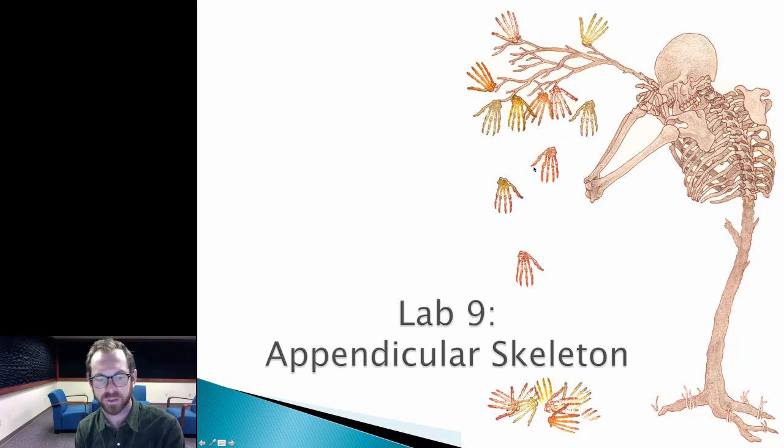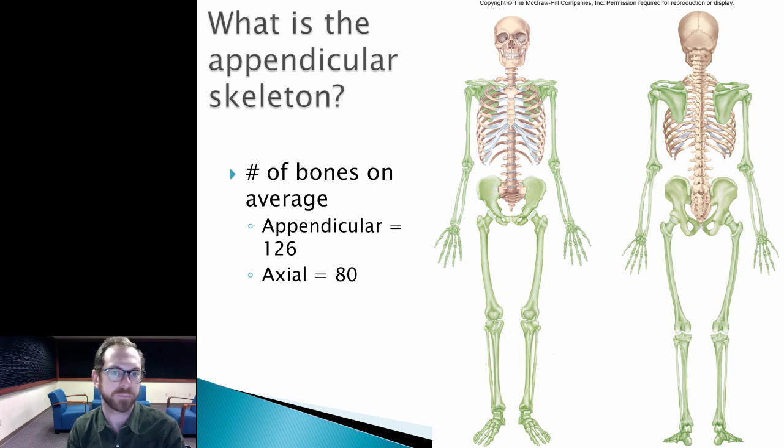This is the AV lecture for Lab 9, and this is the appendicular skeleton. The appendicular skeleton is highlighted in green on these two images to the right. This includes bones of the upper and lower extremity.